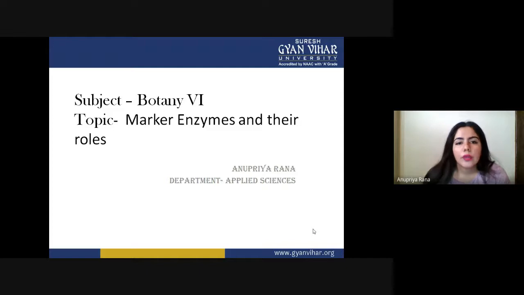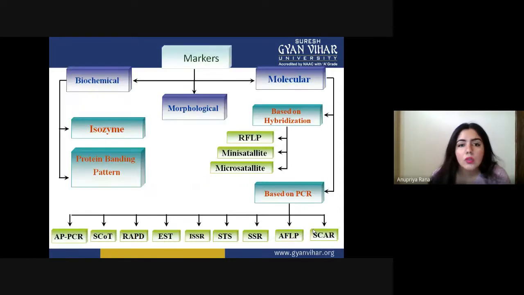Yeah, so in today's lecture of botany, we are going to see the marker enzymes and their role in identifying the special subcellular organelles. Basically, these marker enzymes are used to identify something, as the name suggests, the marker. This is a very brief introduction to the several kinds of markers. Markers can be biochemical, morphological, and molecular.